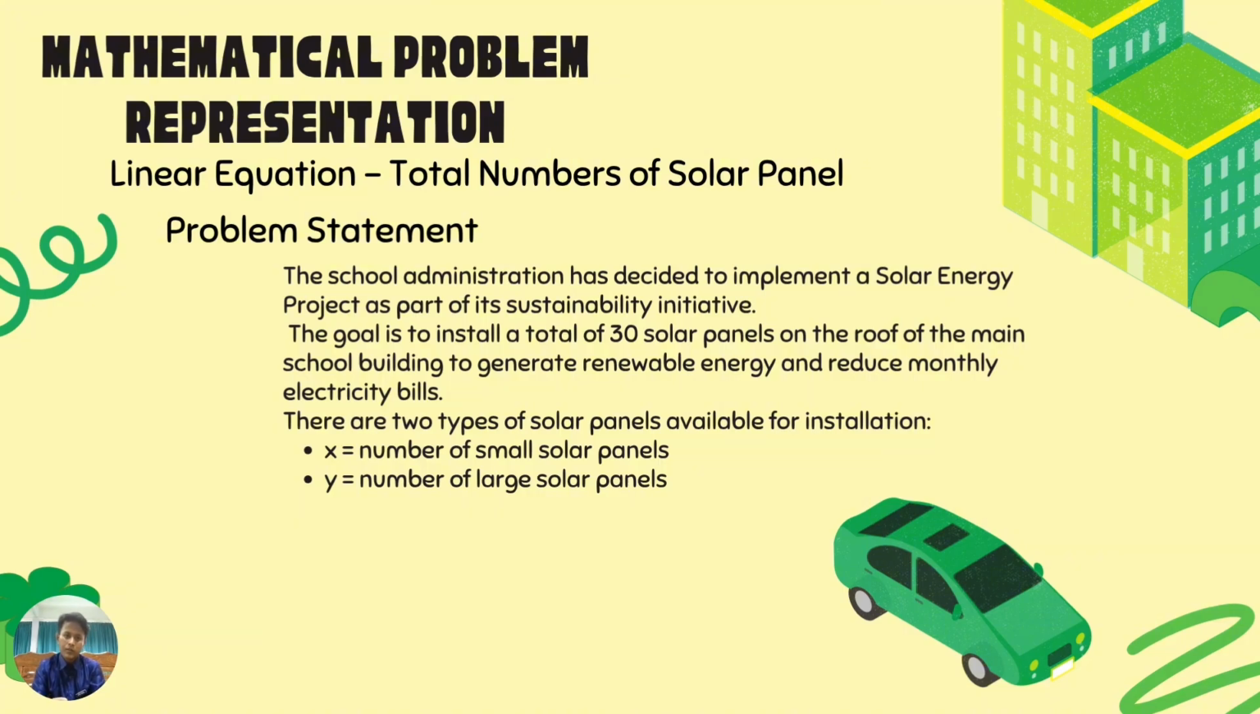Okay, there are two types of solar panel available for installation. We assume X as the number of small solar panel and Y as the number of large solar panel. Okay, this is simple linear equation showing that no matter what combination we choose, the total solar panel amount must always be 30.